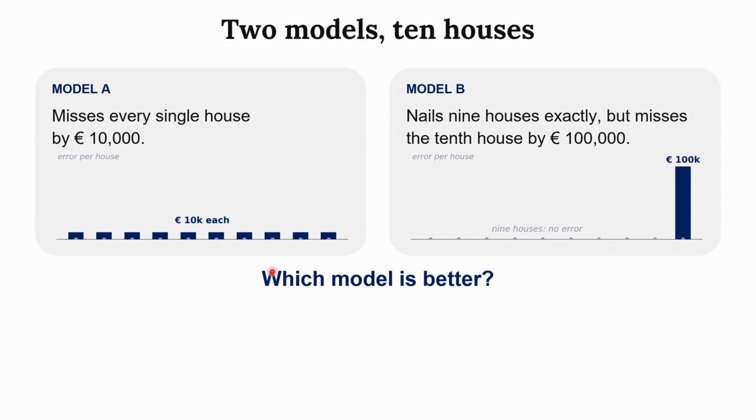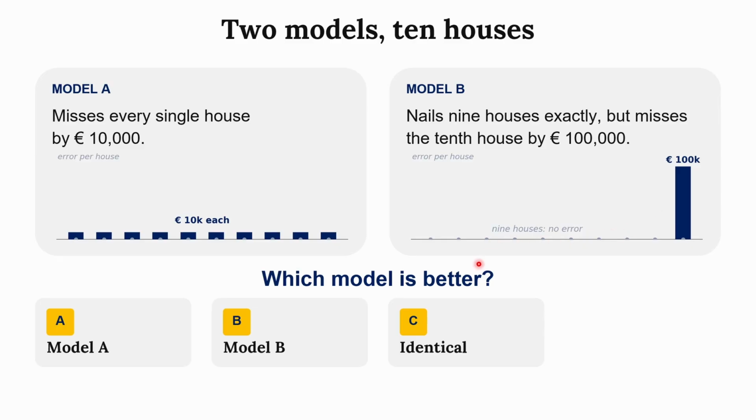Of course, the question is, which model is better? Model A, with its errors spread evenly across every house. Model B, 9 houses obtained exactly, only one large error. They are identical, okay, because 10 times 10 is 100. Or it depends. Let's pick one before you continue, to make this interesting.